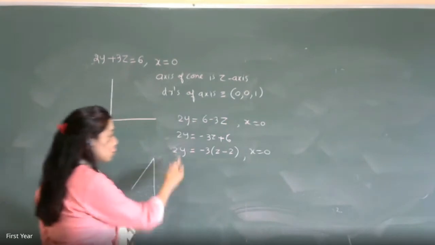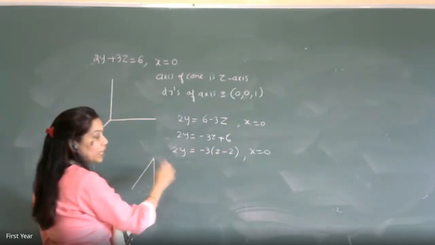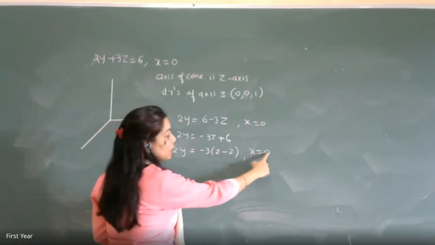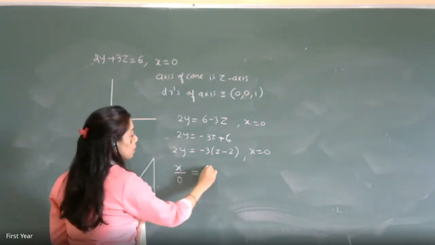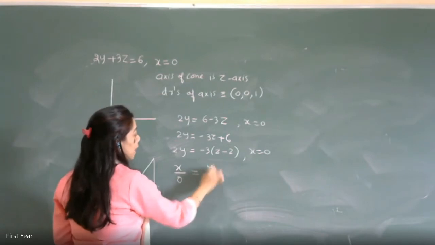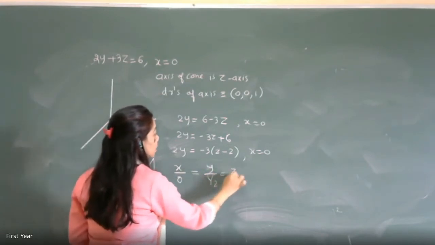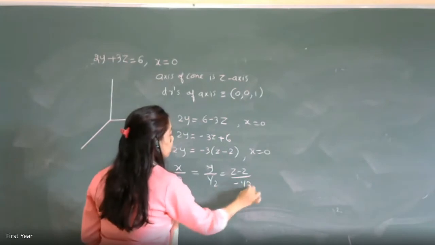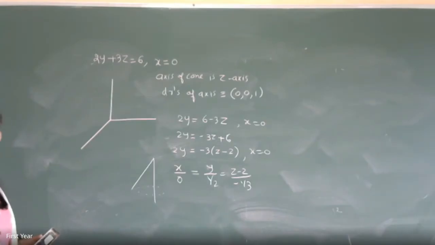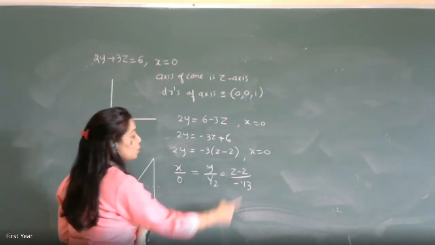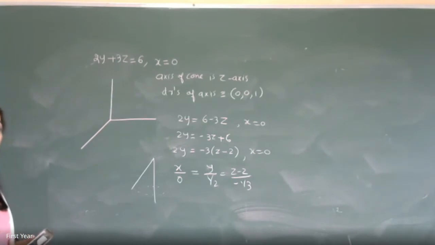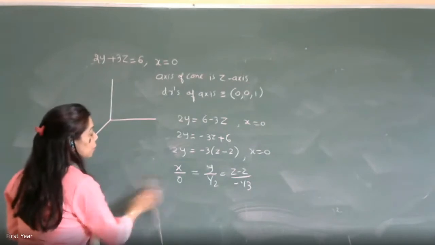Now look at the ratios. If I take the ratio of 2y with z minus 2, it will be minus 3, and if I take the ratio of x with 0, it will be 1. So I can compare x is to 0 with y upon half is equal to z minus 2 upon minus 1 by 3. Is it okay? I'm taking the ratio, I'm not dividing by 0. So x is to 0 is the same as y is to half is the same as z minus 2 is to minus 1 by 3. Is that clear? Yes, ma'am.